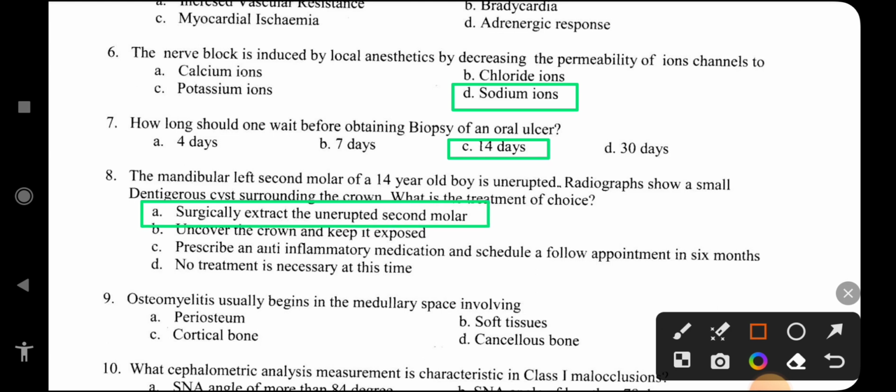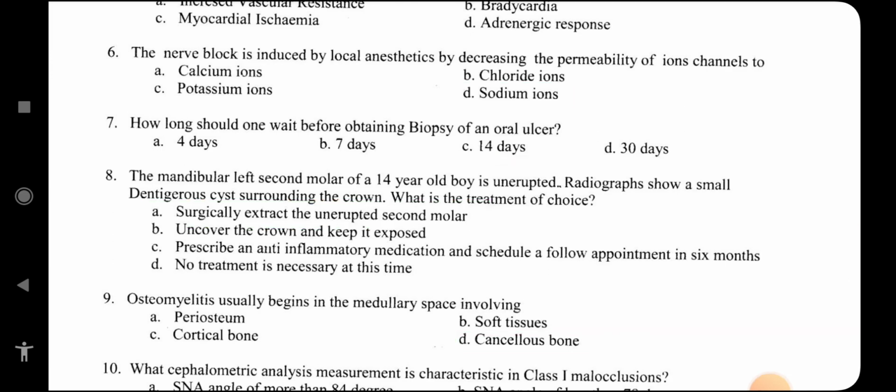Okay. Next question is osteomyelitis usually begins in the medullary bone involving? Options are periosteum, soft tissue, cortical bone, or cancellous bone. And the correct answer is cancellous bone. Osteomyelitis usually begins in the medullary space involving cancellous bone.